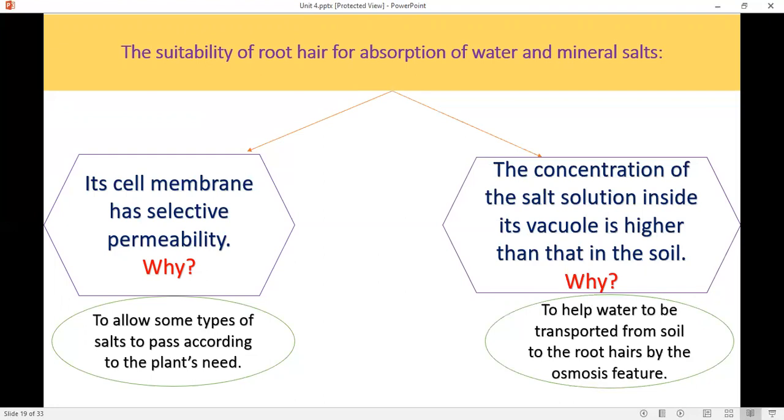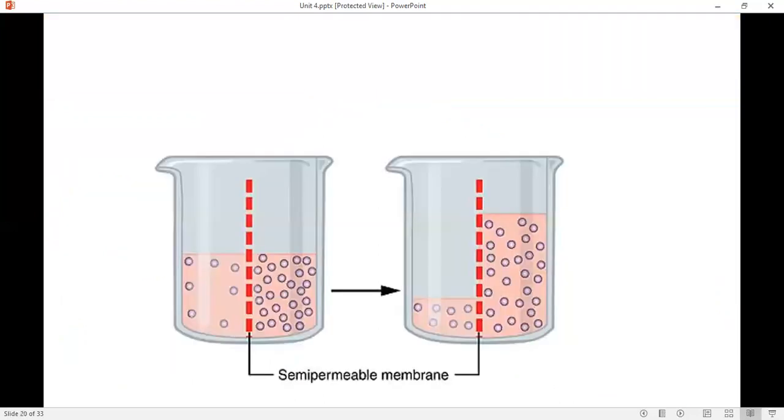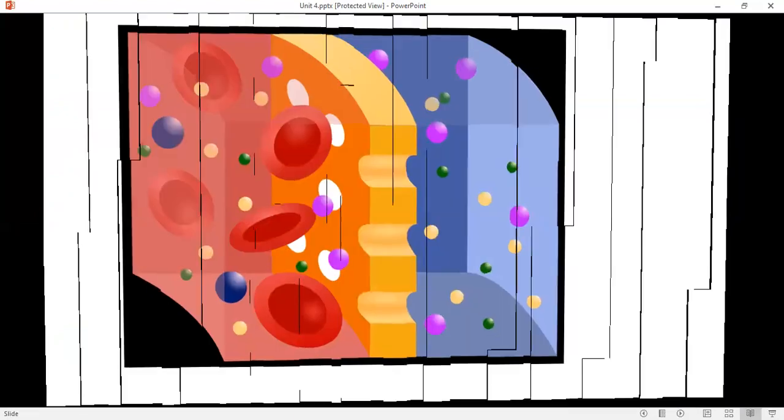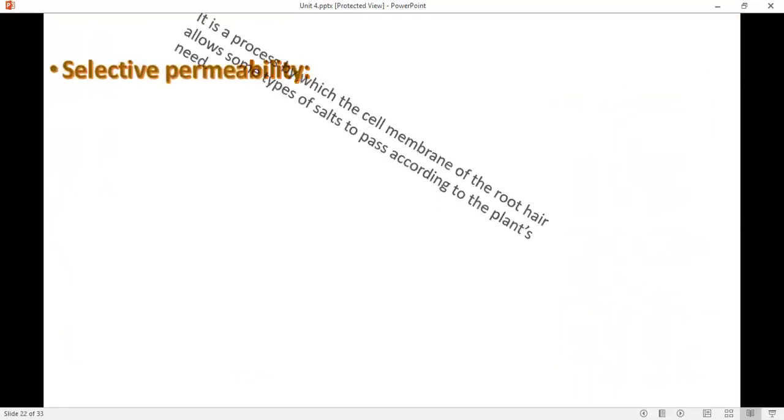So we're gonna talk about two important definitions, selective permeability and osmosis feature. Let's find this out. Here is the semi-permeable membrane. The semi-permeable membrane is a membrane that allows the substances to enter inside the plant. So what is meant by selective permeability?